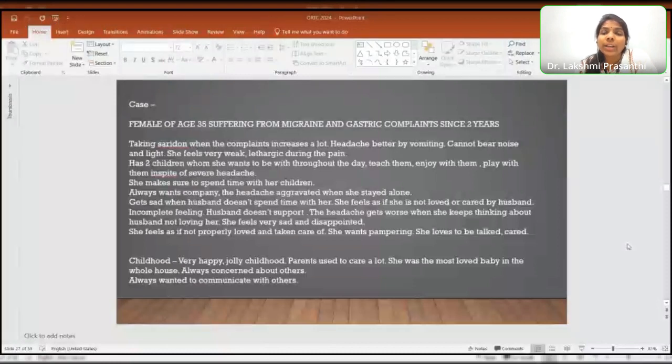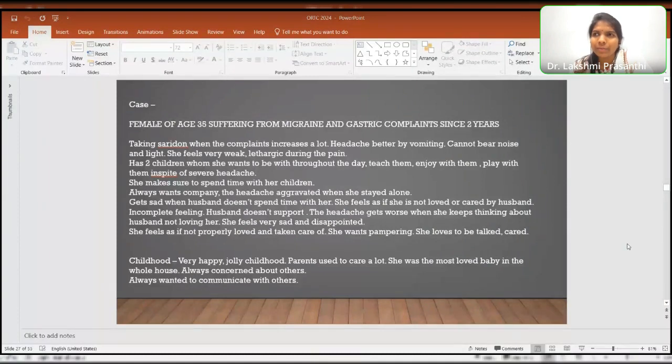Whenever there was headache, she used to feel very weak, very lethargic during the pain. And the peculiar thing about this case was she has 2 children and she always wanted them to be there nearby. Always wanted to be with the children, to teach them, to enjoy with them, to play with them, to be a very happy and jolly type of person.